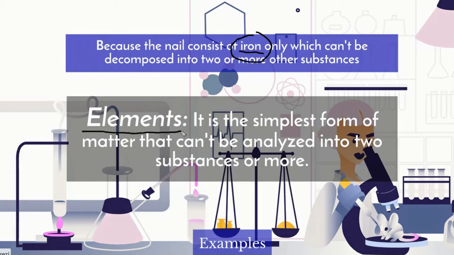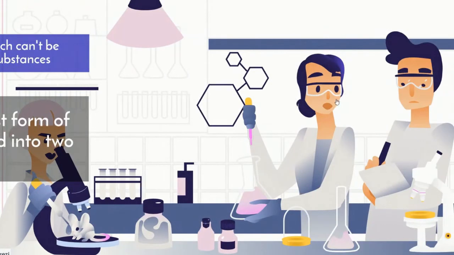An element is the simplest form of matter that can't be analyzed into two substances or more. It can't break down into new substances. These are the elements. Okay, so are there other elements other than iron? Yes, of course, there are.